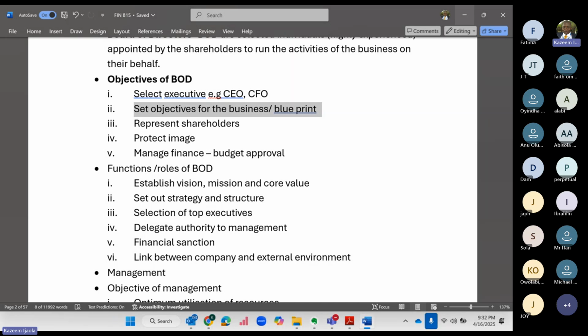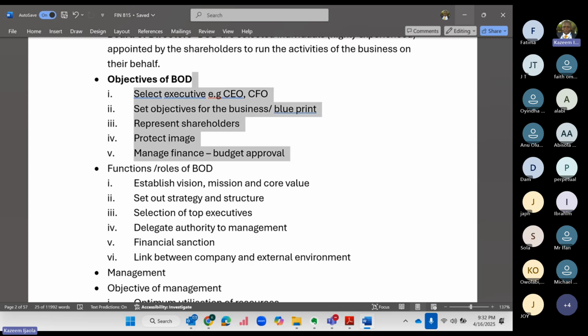That's another one. Then they also protect the image of the company. And lastly is that they prepare budgets. Okay, they prepare budgets. That is no, not they prepare, they approve budgets. So these are the functions of directors. I mean, these are the objectives of directors.